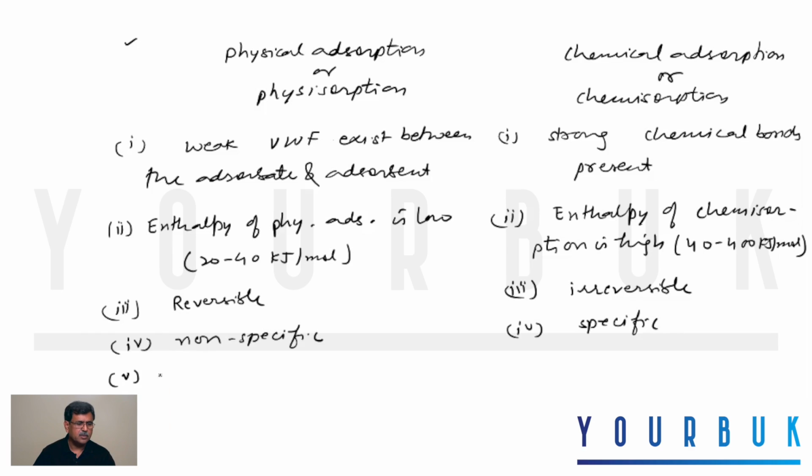And the last point is physical adsorption is a multilayer phenomenon. Many layers can be formed on the solid surface, while chemical adsorption is a monolayer phenomenon. So these are some points on which you can differentiate between physical adsorption and chemical adsorption.